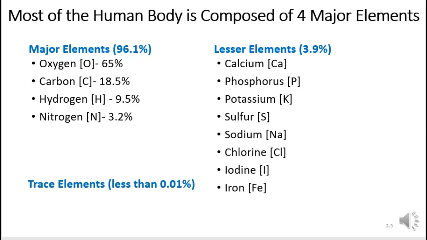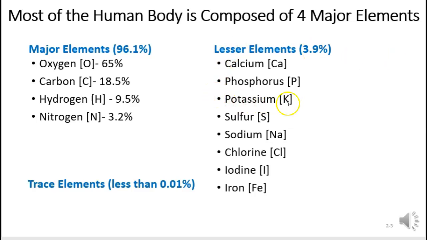Also important are some lesser elements found in smaller quantities, about 4% of your body mass, including calcium, phosphorus, potassium, sulfur, sodium, chlorine, iodine, and iron. You should know the chemical symbols for all of these, the major elements and the lesser elements. And most of them are straightforward, but I will point out two that are particularly important and are not straightforward.